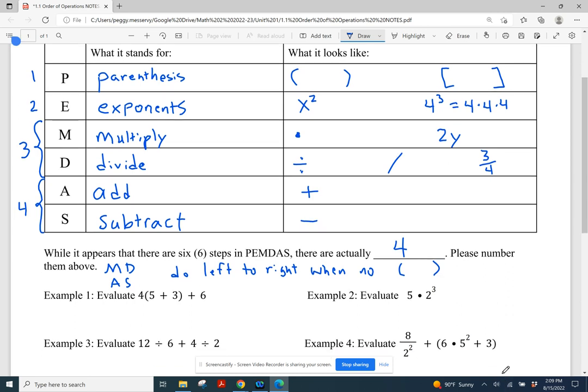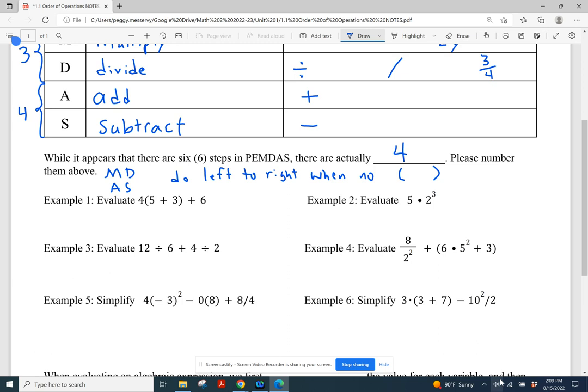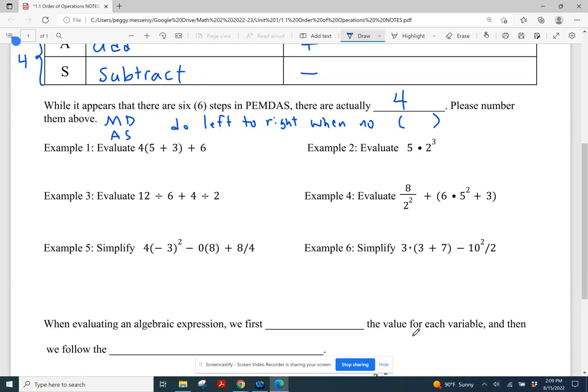Okay, and we're going to dive into some examples. We have 6 of them here, and then we're going to do some plugging in. So example 1, evaluate, which means simplify or find the value. We're going to go with PEMDAS, and PEMDAS says we need to do the operation inside the parentheses first. So we're going to add the 5 and the 3. 5 plus 3 is 8. And then 4 times the 8 is 32.